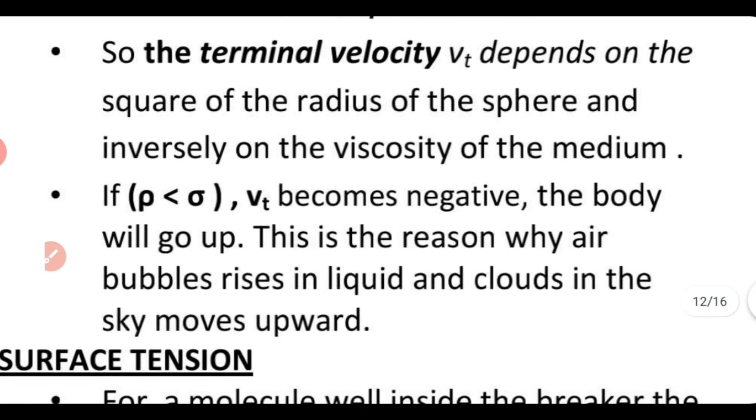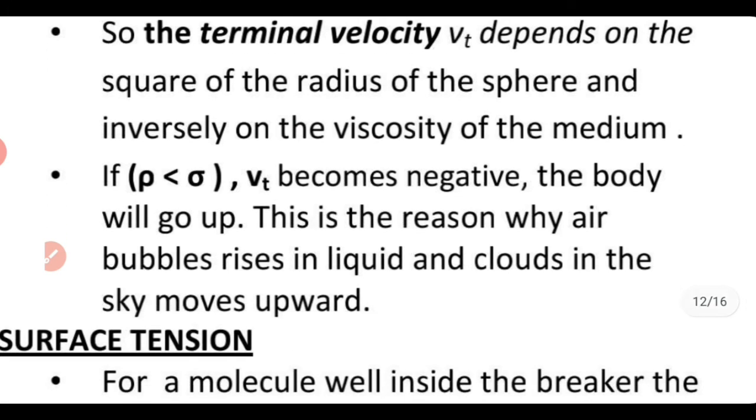So if rho is less than sigma, Vt becomes negative. That means the body will go up. This is the reason why an air bubble rises in the liquid and clouds in the sky move upwards. It is because of that difference in density. So Vt becomes negative and it moves upward.